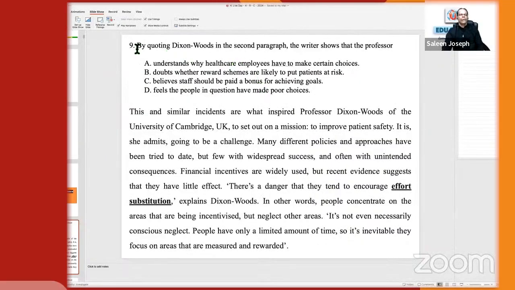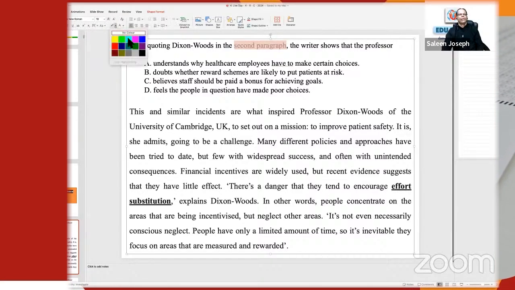Now let's see, this is a question stem, we call it the first line. So by quoting Dixon Woods in the second paragraph, the writer shows that the professor. See, second paragraph, immediately you have to go to the second paragraph. So what is the hedging word? Hedging word means key word, main word, important word or phrase in the question stem. Dixon Woods, okay. Writer shows that the professor, meaning speaking about a professor, right?